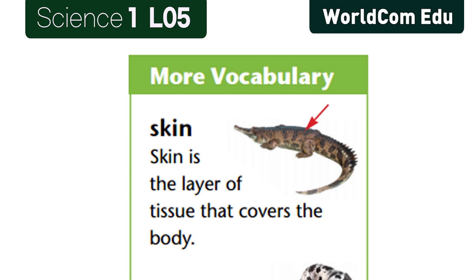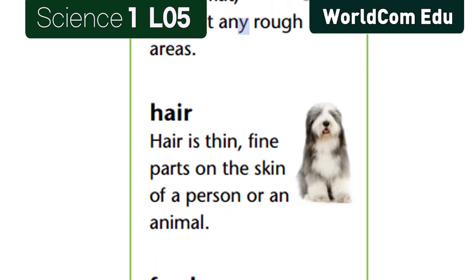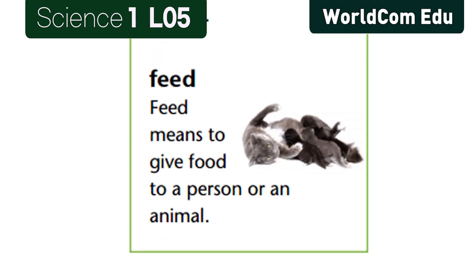Skin. Skin is the layer of tissue that covers the body. Smooth. Smooth means flat, without any rough areas. Hair. Hair is thin, fine parts on the skin of a person or an animal. Feed. Feed means to give food to a person or an animal.